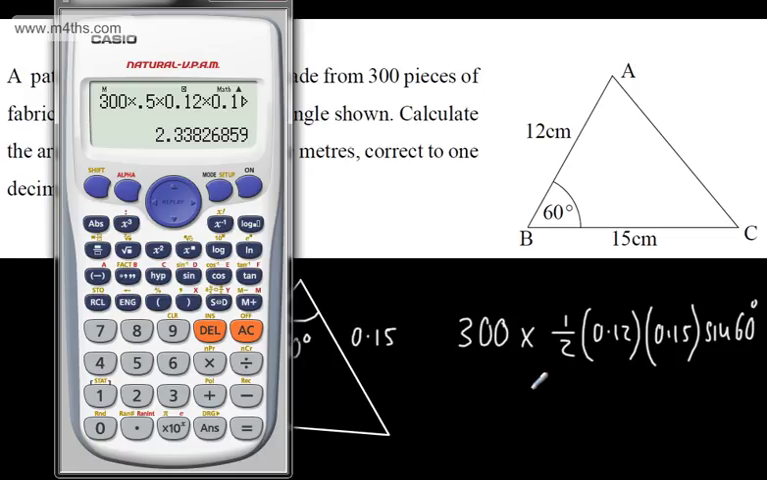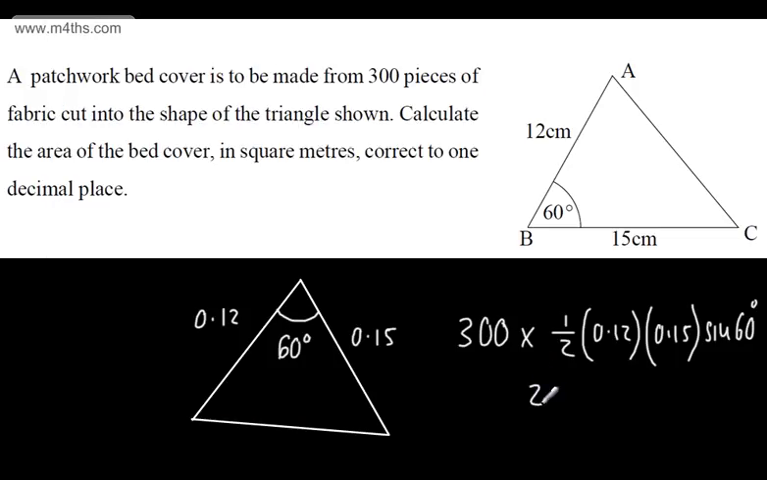which is going to give me 2.338. So we can say 2.338... and now we can say 2, 1 decimal place. This will be 2.3, and that will be metres squared, given now to 1 dp. So all I've done is done 300 lots of this once I've converted it into metres.